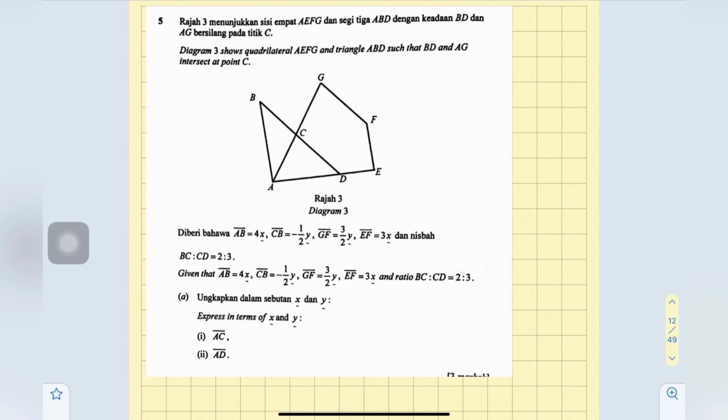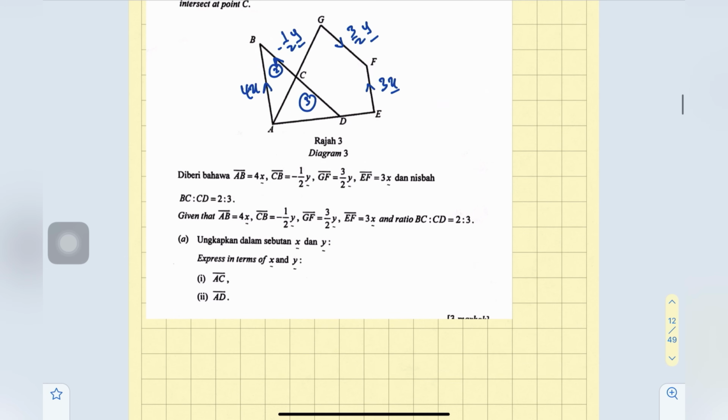Okay, so first of all, kita kena label. Okay, so kita label this one AB equals to 4x. Okay, CB, the direction from C to B, negative 1 over 2y. GF, the direction is like this, 3 over 2y. Okay, EF, E to F is 3x. Okay, so ratio BC is 2, CD is 3.